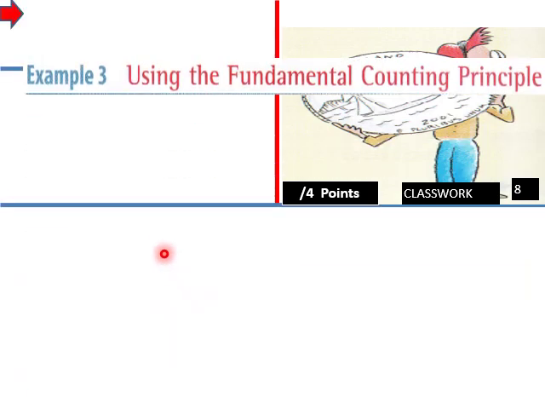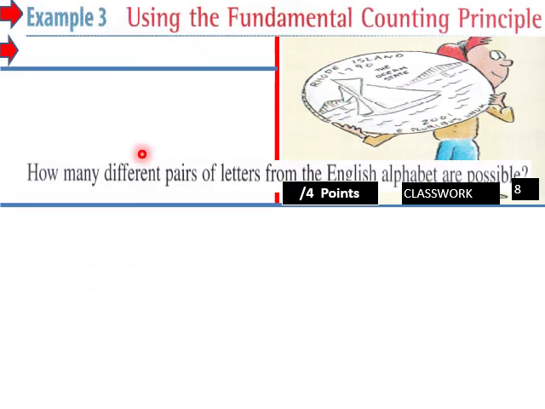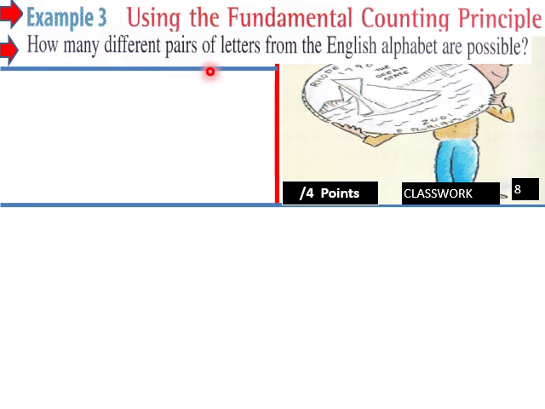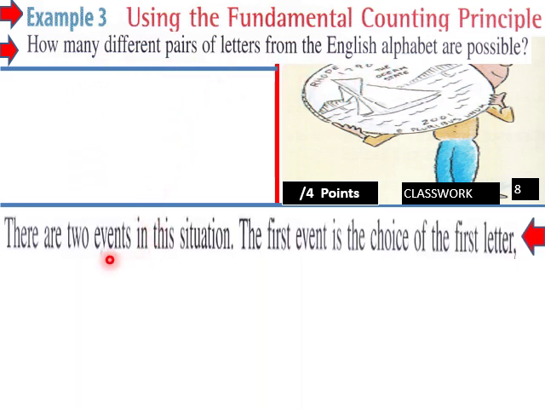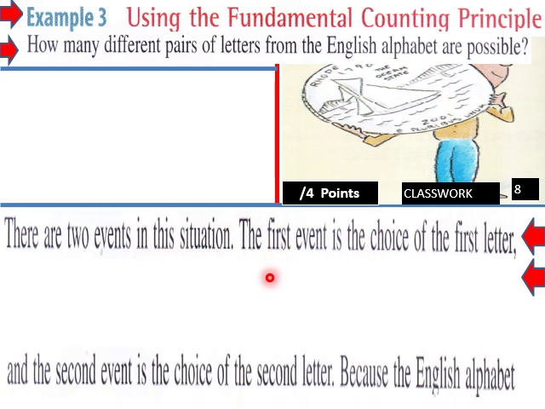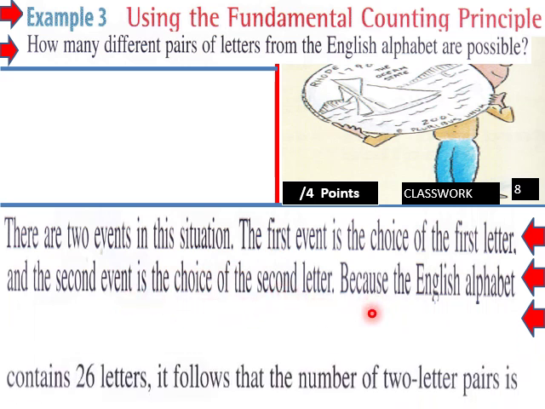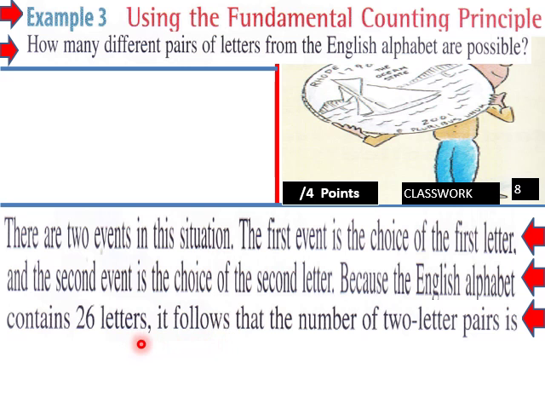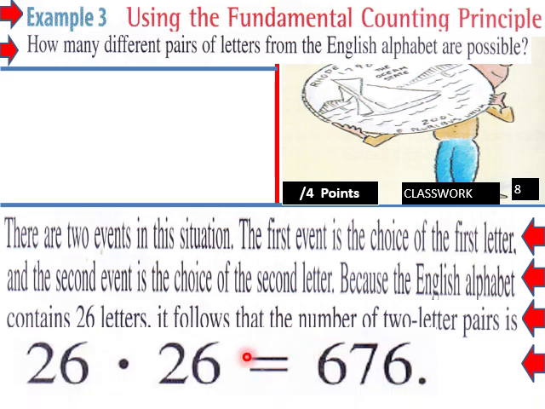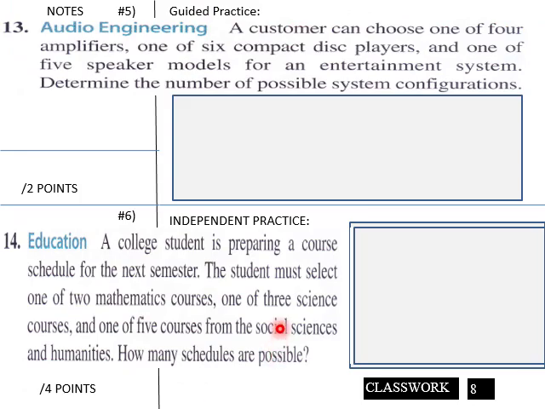So let's see how that will work. Using the fundamental counting principle, how many different pairs of letters from the English alphabet are possible? There are two events in this situation. The first event is the choice of the first letter, and the second event is the choice of the second letter. Because the English alphabet contains 26 letters, the number of two-letter pairs is 26 times 26, right? 676.